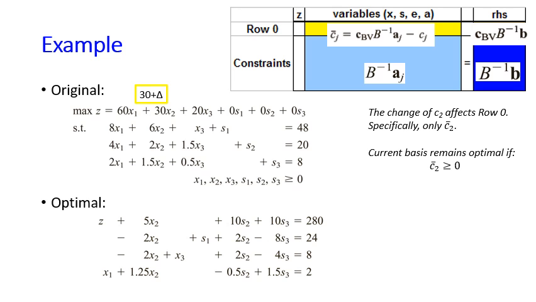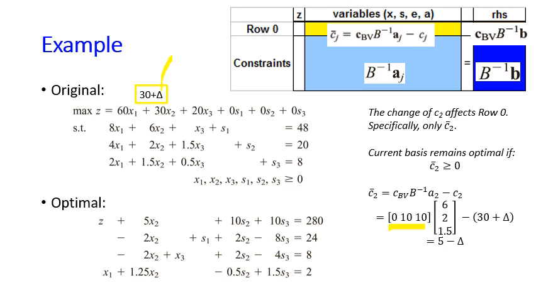Now let's compute the effect of changing the price of x2 from 30 to 30 plus delta using the formula for C2 hat. So C2 hat equals CBVB inverse A2 minus C2. CBVB inverse does not change, so this is still 0, 10, and 10. A2 does not change either. The only thing that is changing is C2, from originally 30 to 30 plus delta. So we now obtain that our C2 hat is 5 minus delta.